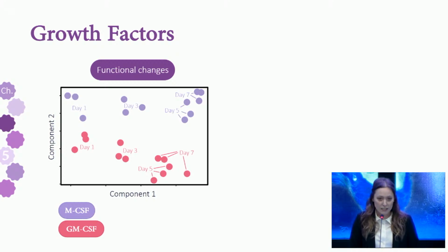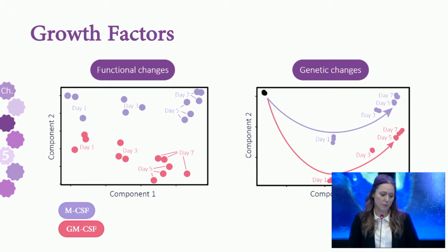To look at the underlying function mechanism, we also looked at the genetic changes. And if you compare the patterns in the two graphs, you see that they are similar. The distance between MCSF and GM-CSF is the greatest at the early time points at day 1, and the dots come closer to each other at the later time points. This means that MCSF and GM-CSF induce different programs for development very early on.